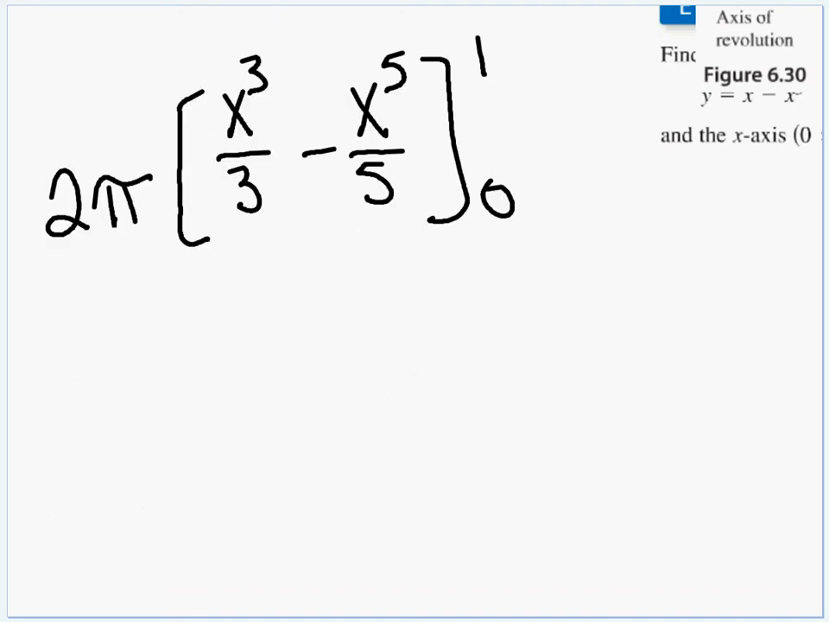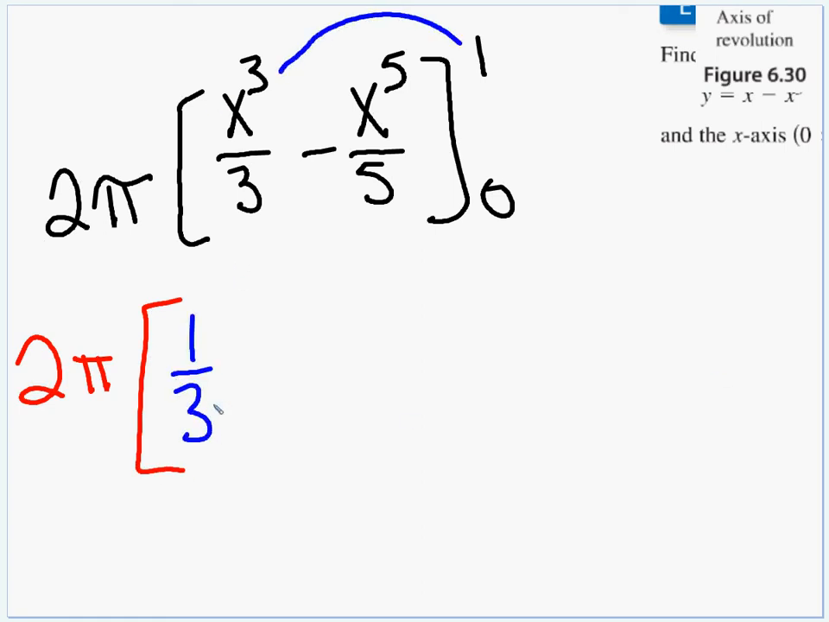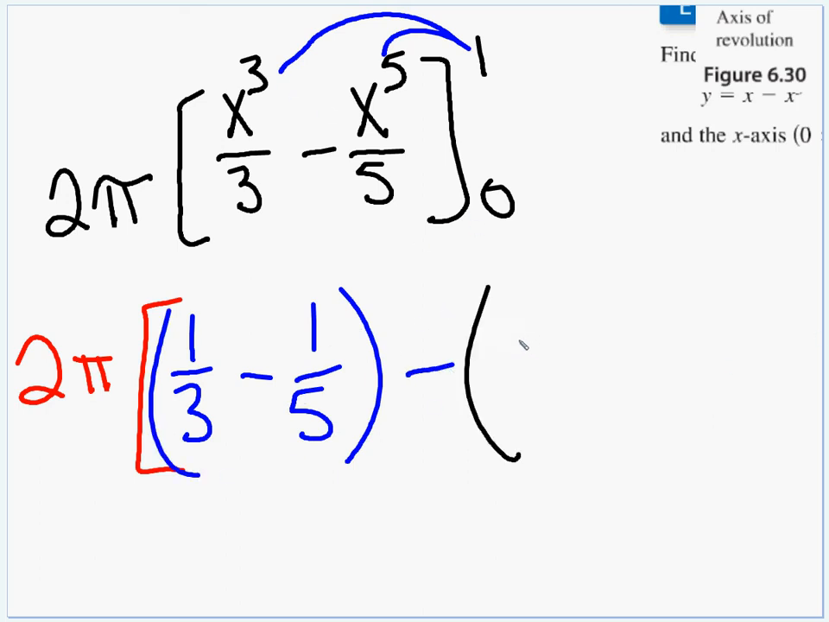All right, upper limit, of course, is going to jump in first. So here's my 2 pi. And now the upper limit 1 jumps in. 1 cubed over 3, that's a 1/3. Minus 1 to the fifth over 5, that is 1/5. So there's our upper limit. And if we plug in our zeros, 0 cubed over 3 is 0. Minus 0 to the fifth over 5 is 0. So those do 0 out nicely.